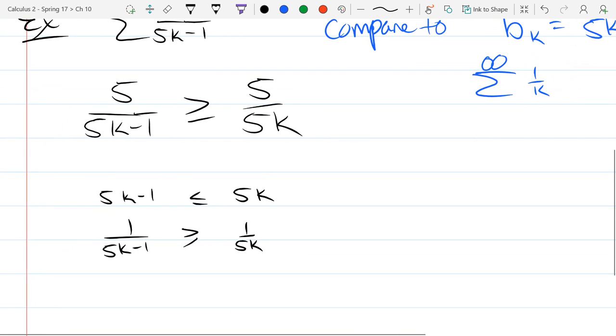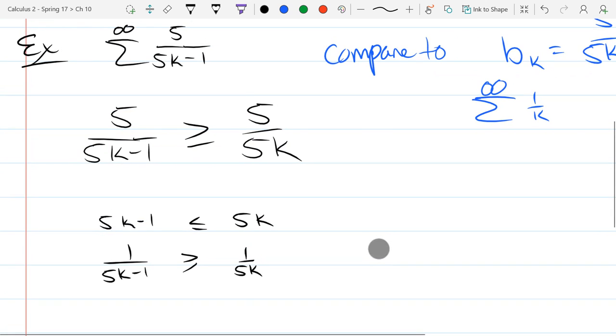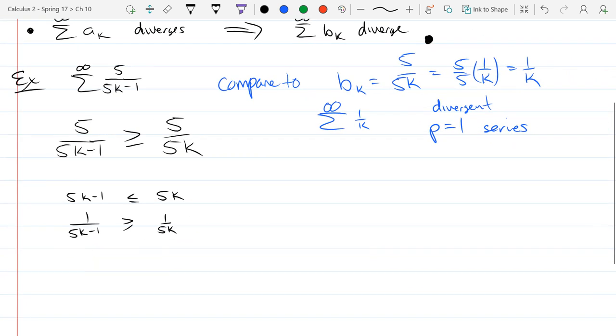All right, so we can see this inequality right here. Now, the right side diverged. So we had a smaller series that diverged, which means the bigger series has to diverge for sure. So we found a smaller one that diverged, so our bigger one has to add up to that much or more.